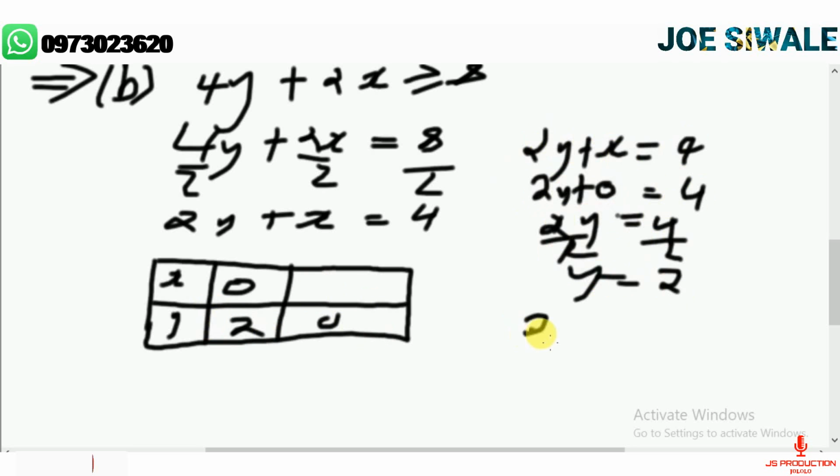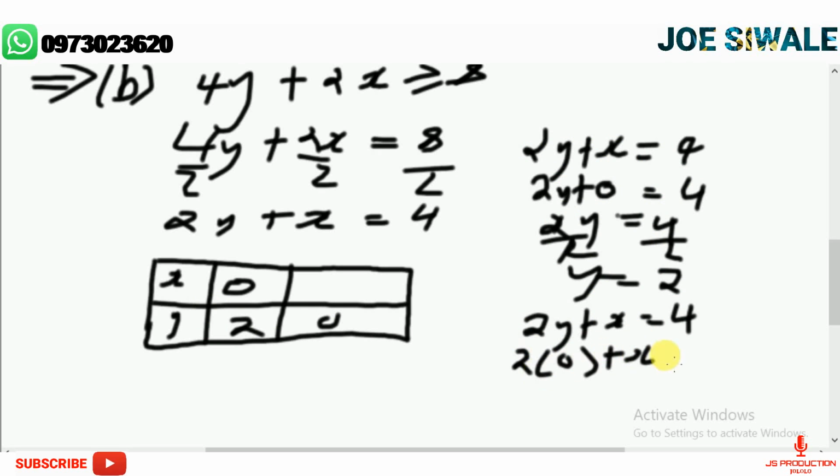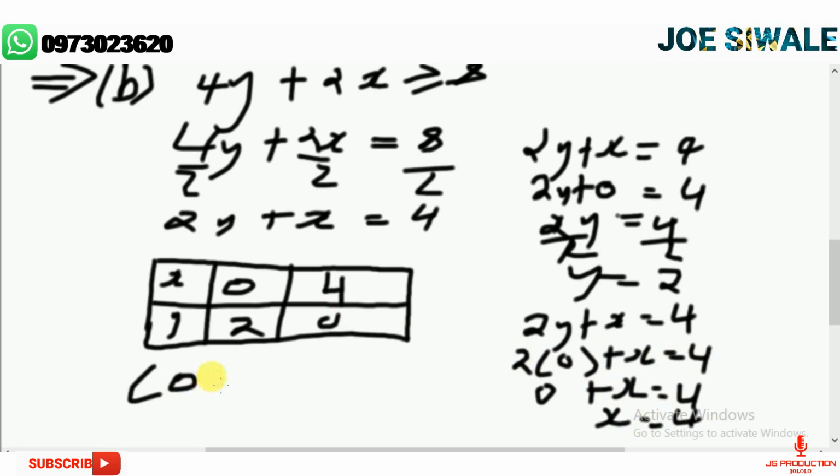Then where y is equal to 0, let us find x. So I have 2y plus x is equal to 4. 2 multiplied by 0 plus x is equal to 4. So you have 0 plus x is equal to 4. So I have x is equal to 4. So I have these two coordinates, 0, 2, and I also have 4, 0. And since we have these coordinates, we can now plot our graph.